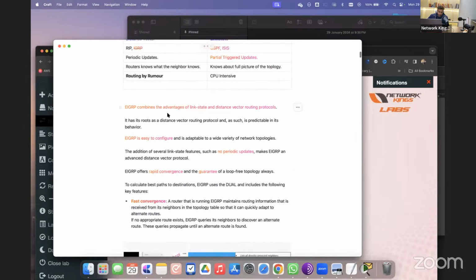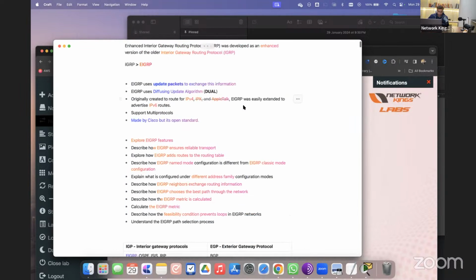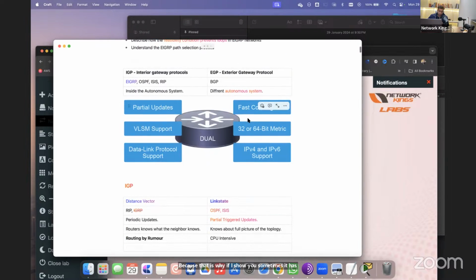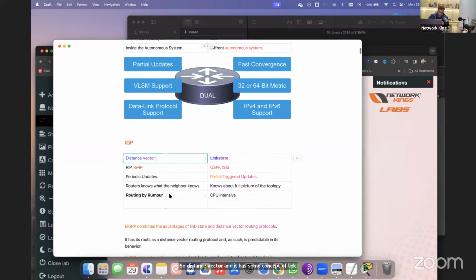Now EIGRP, as I mentioned, is called a combination of link state and distance vector. Sometimes it is called hybrid. Why? Because it has the properties of RIP, which is distance vector, and it also has some concept of link state. So what is distance vector? They are dependent on their neighbors. Like the RIP protocol works on a distance vector algorithm.